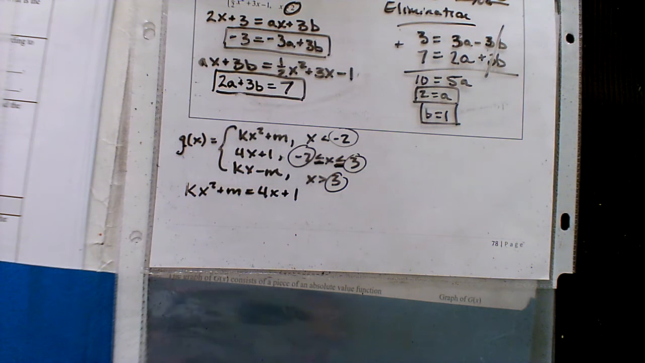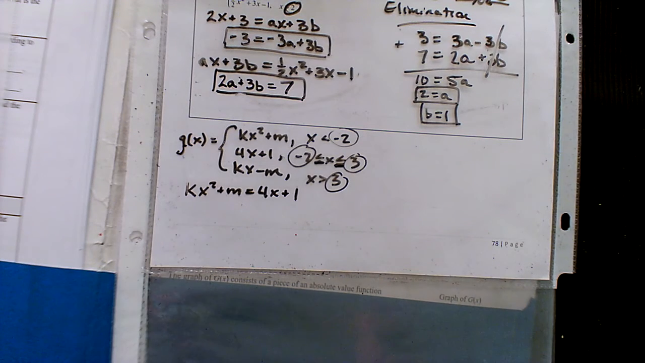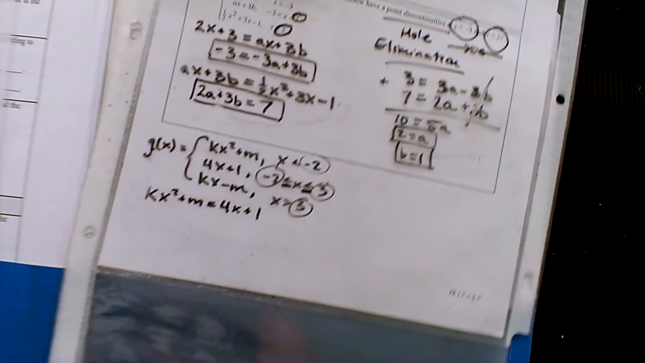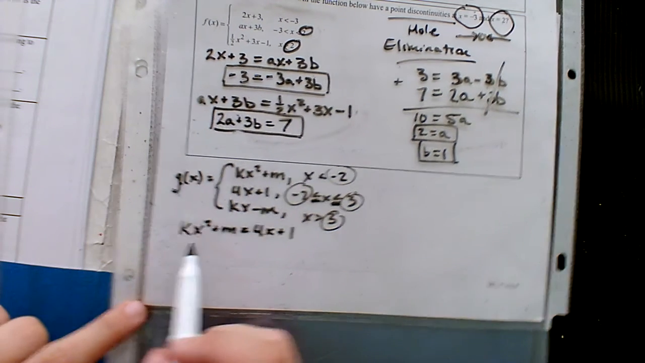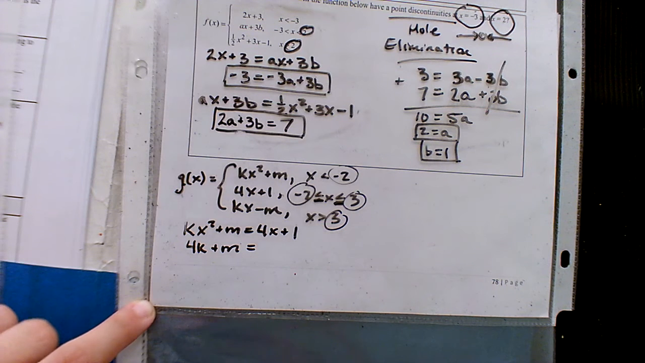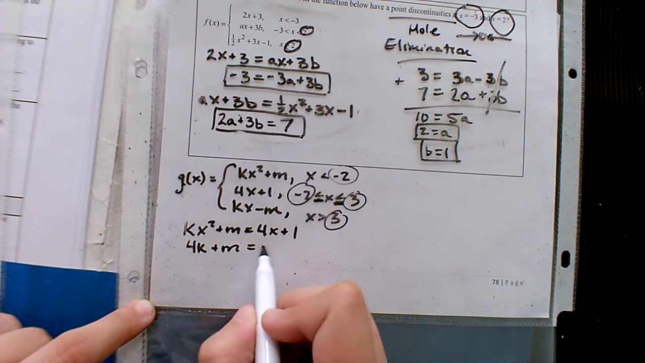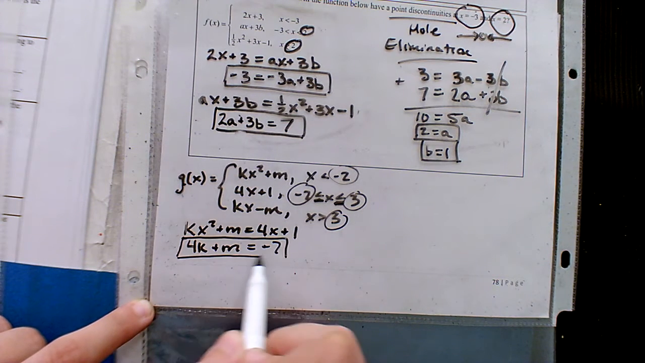Just like our previous one. Now we're trying to figure out what K and M are, so it would be nice if we could get rid of that X variable. One less thing to worry about. So that's when we'll substitute in this -2 location, because that's where one equation ends and the next one begins. At that spot, we want them to match up. So if we plug in -2 for X, we'll get 4K plus M on the left-hand side. And then -8, we'll get -7 on the right-hand side.